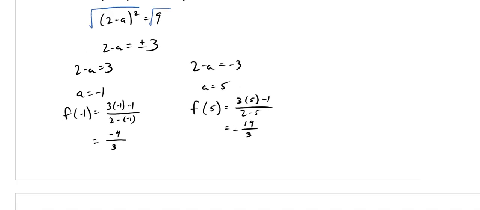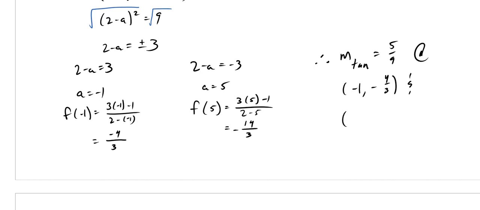And I'm going to summarize these. That's not a clear answer, so we usually write a summary statement. Therefore, the slope of the tangent equals 5 over 9 at negative 1, negative 4 over 3, and 5, negative 14 over 3.